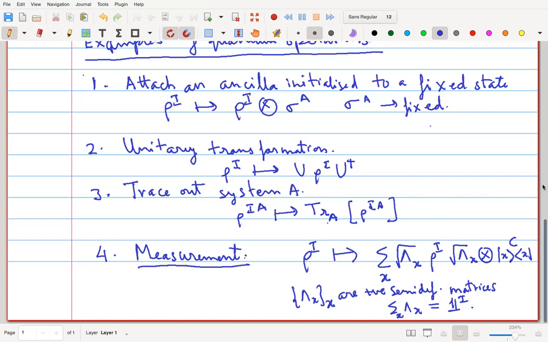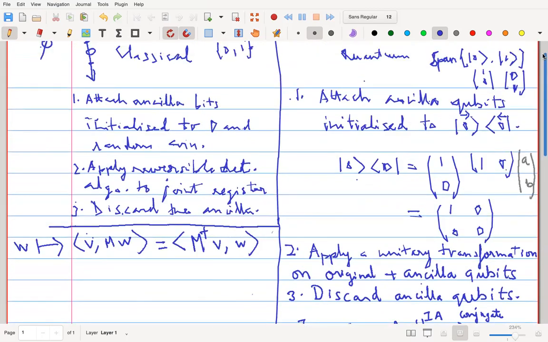And going back to what I did out here, the classical all zero state is given by ket 0 bra 0. And that's precisely what I've written out here.